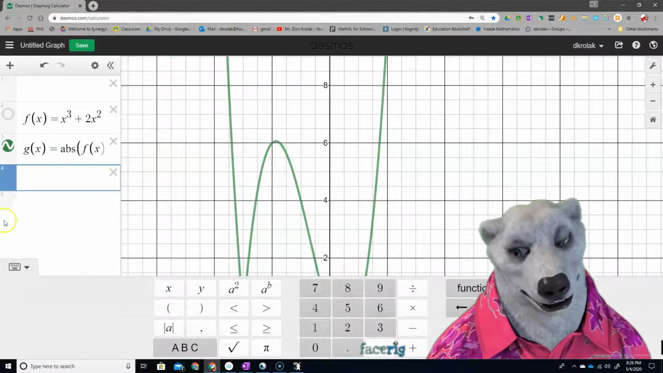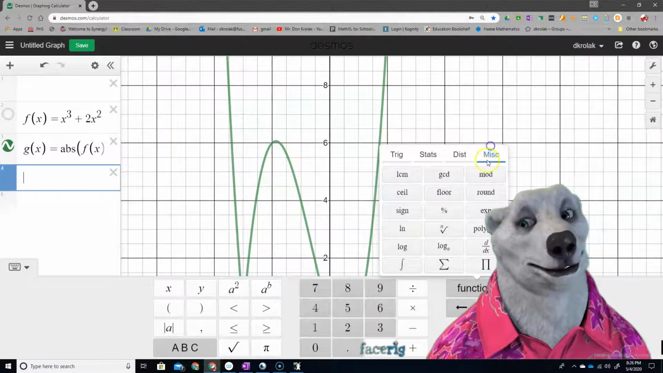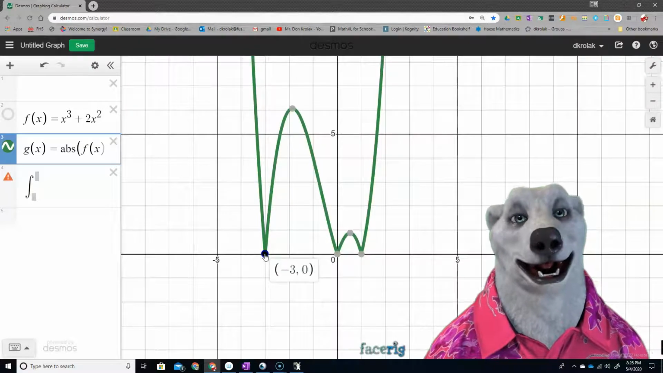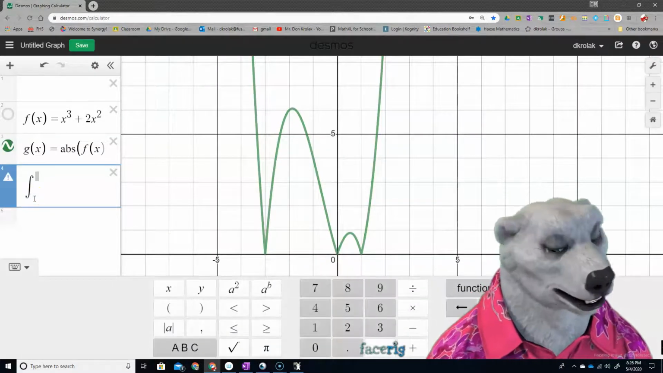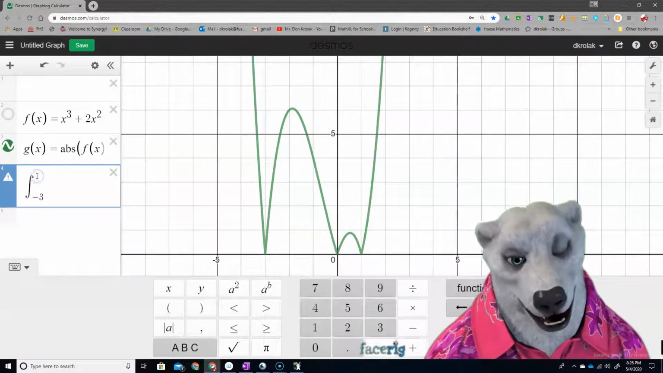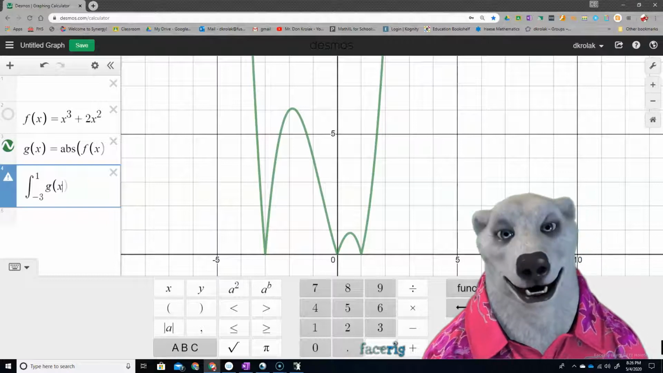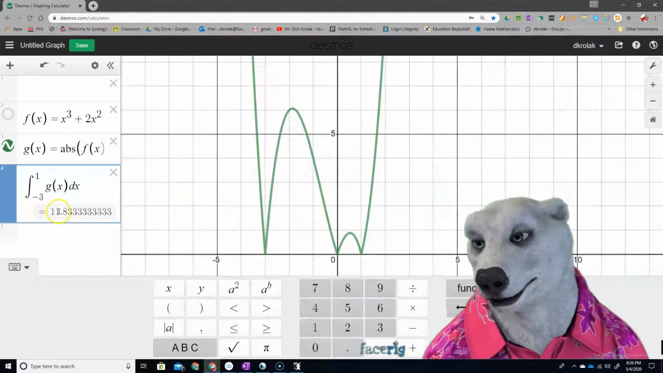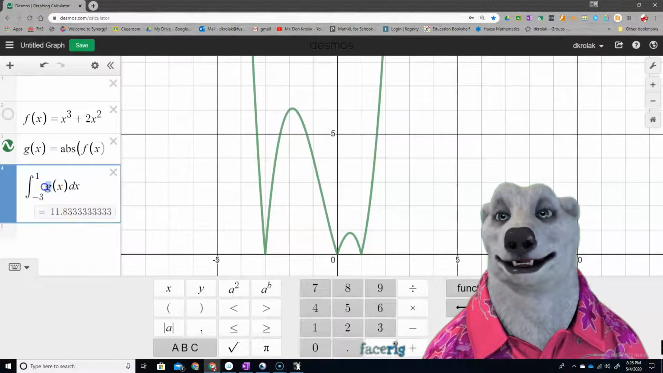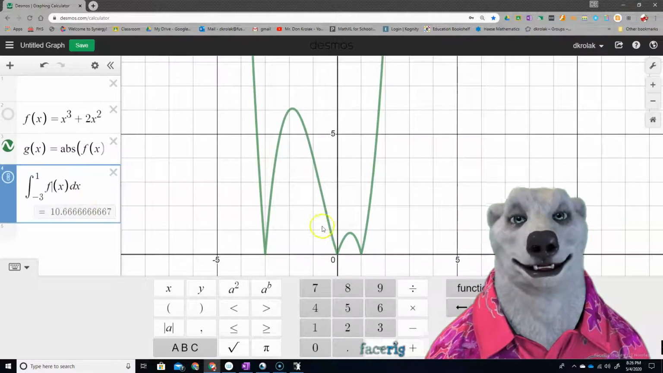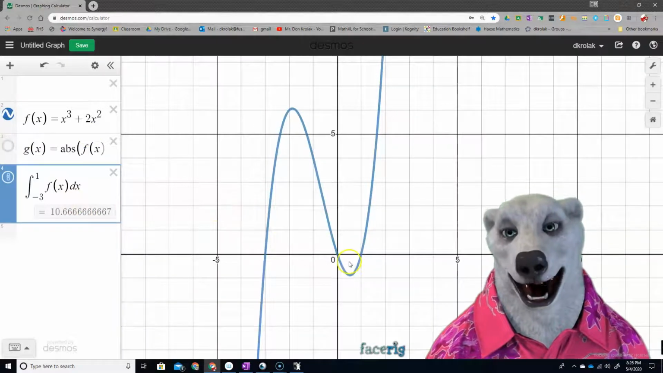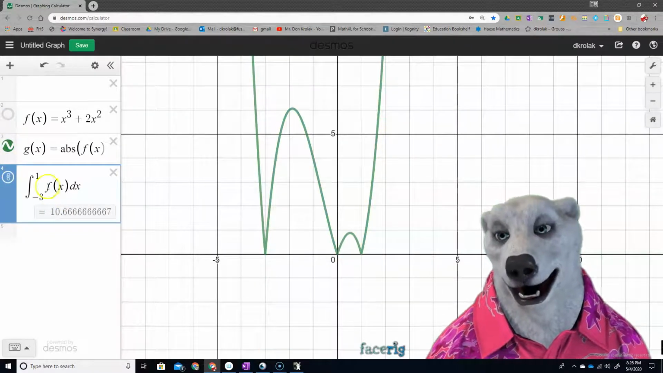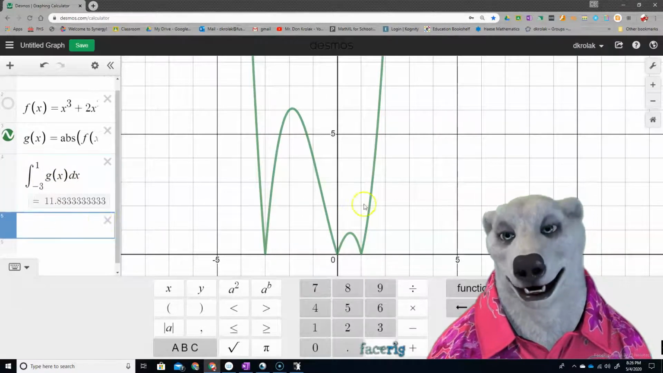Now to integrate it, I go to my functions, miscellaneous, integral, and we were going from -3 to 1. So left to right, -3, 1, and g of x dx, and there's my integral. That's the total area. If I made this f of x, notice that's going to drop. F of x now has that little negative area. This is the net area. G of x is the total area. And that's what we're looking for here.